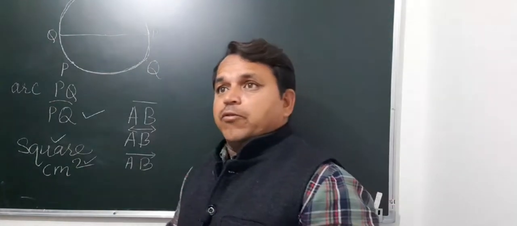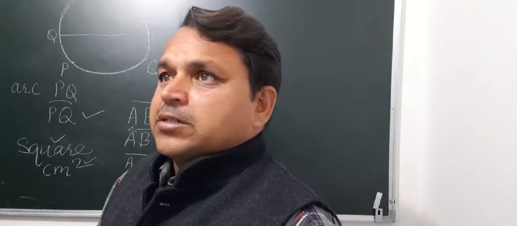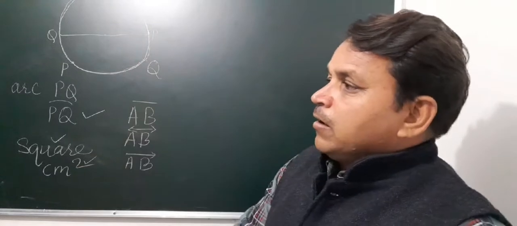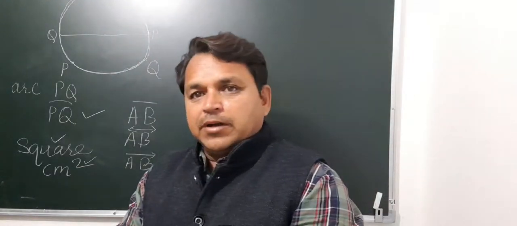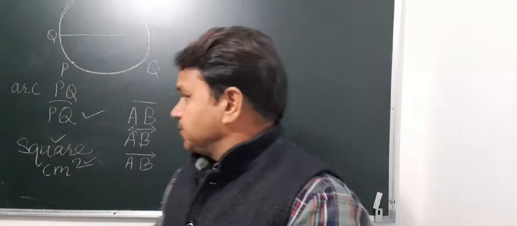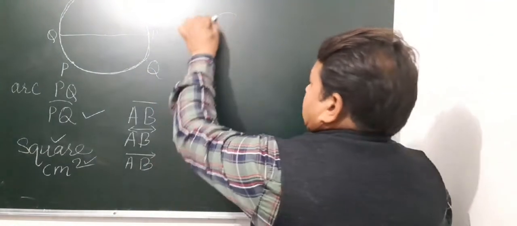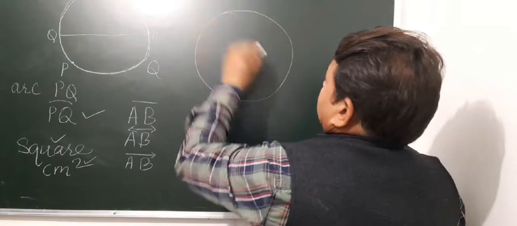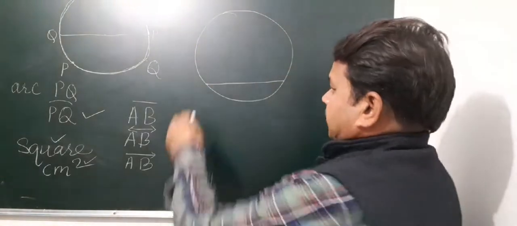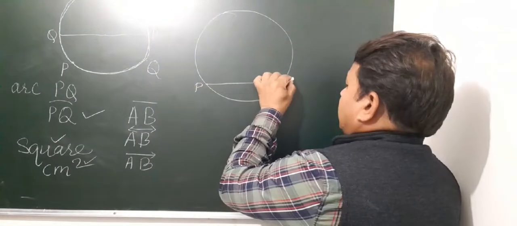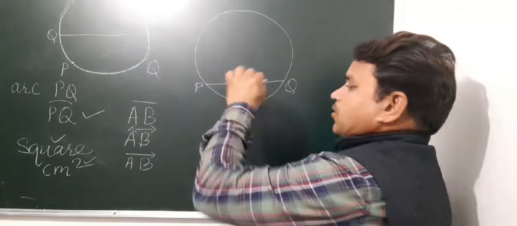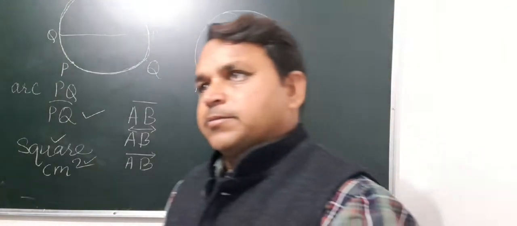Now we will move forward to segments and sectors, which are based on one of them each. On the base of chord, whatever you have learnt about chord, you can easily understand what a segment is. In this circle, this is a chord which joins 2 points P and Q. Now it divides the whole circle into 2 portions.